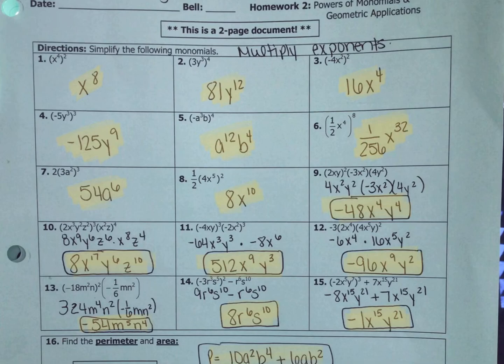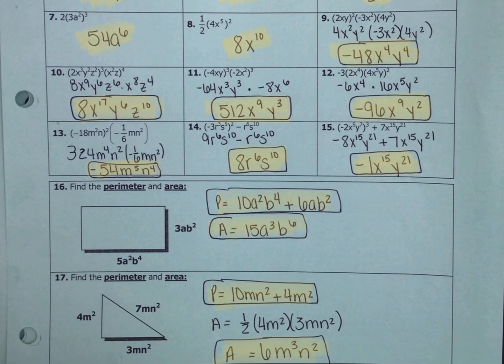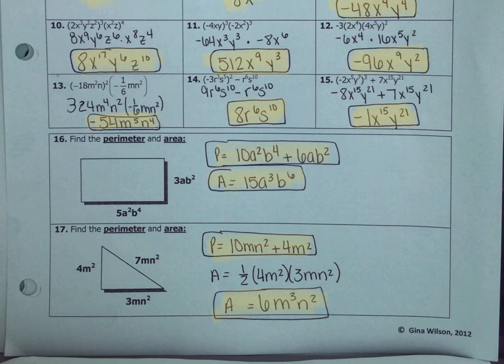All right, so if you needed to, you can pause that if I scroll too fast while you're still checking. 16, 17, 18, 19, and 20, which are on the next page, go very much similar to the ones that were in the video from the lesson last week. And if you didn't remember how to find the perimeter or the areas, hopefully you pulled that worksheet out and looked at those examples that we did in class.